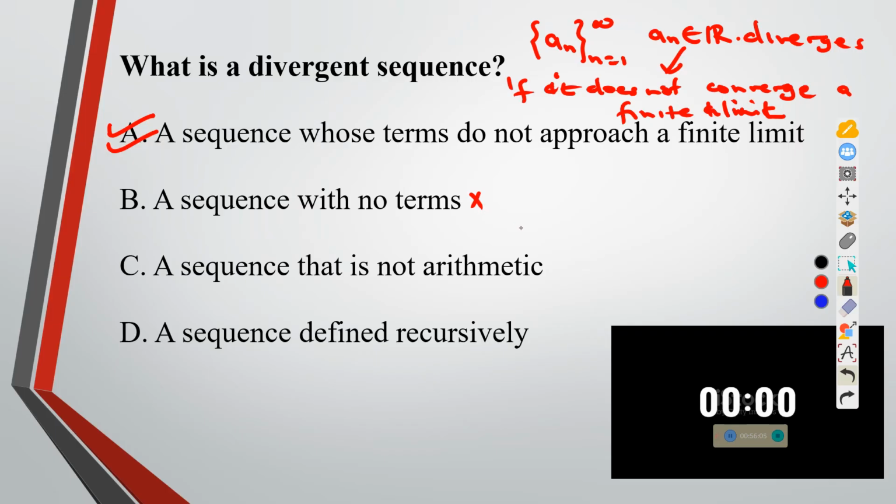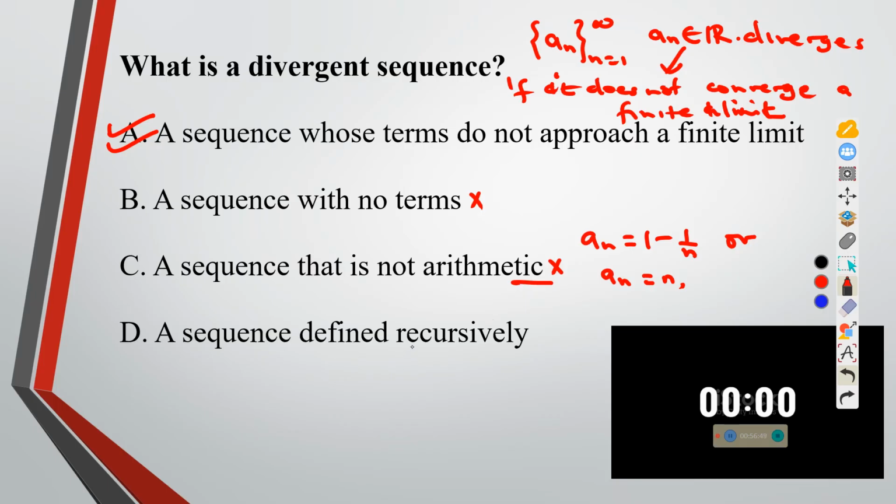A sequence that is not arithmetic, this is incorrect, because arithmetic sequences can converge. For example, a_n equaling 1 minus 1 upon n. Arithmetic sequences, for example a constant, those that have a constant difference, can converge. Or else, when you have a_n equaling n, this one can also diverge. So a sequence that is not arithmetic shouldn't be the issue.